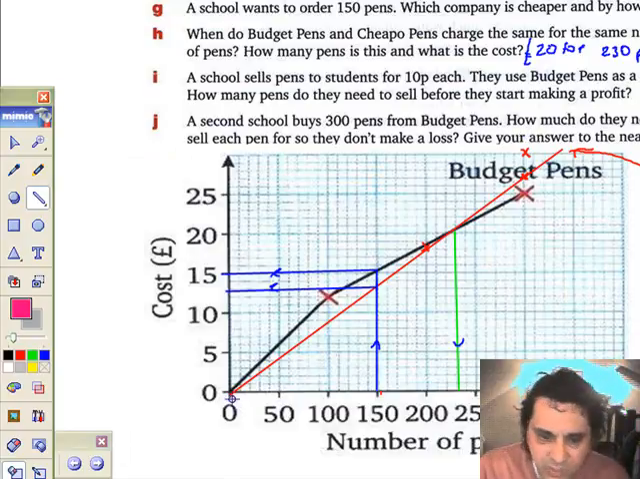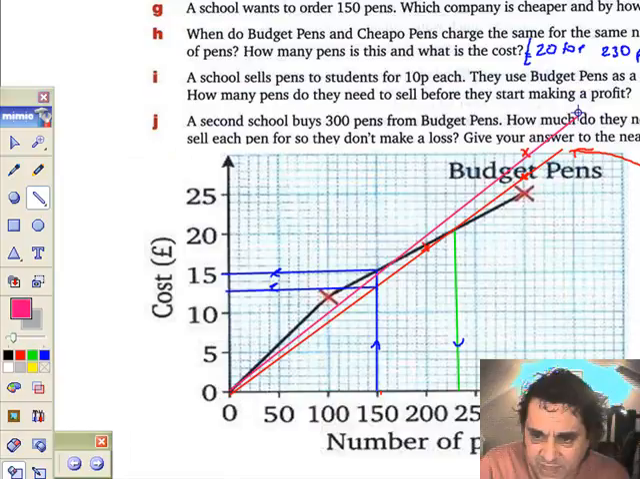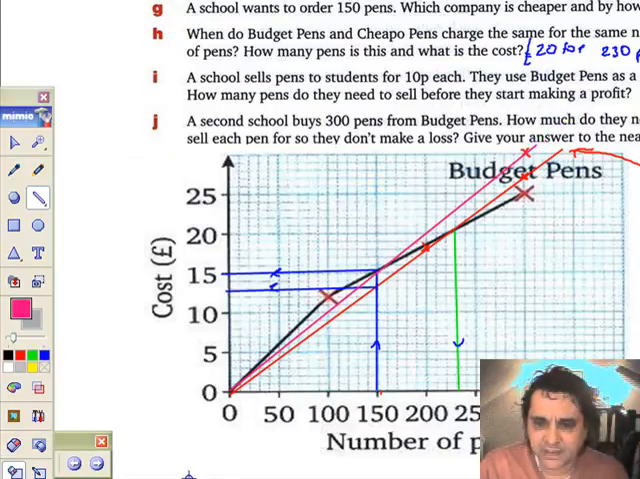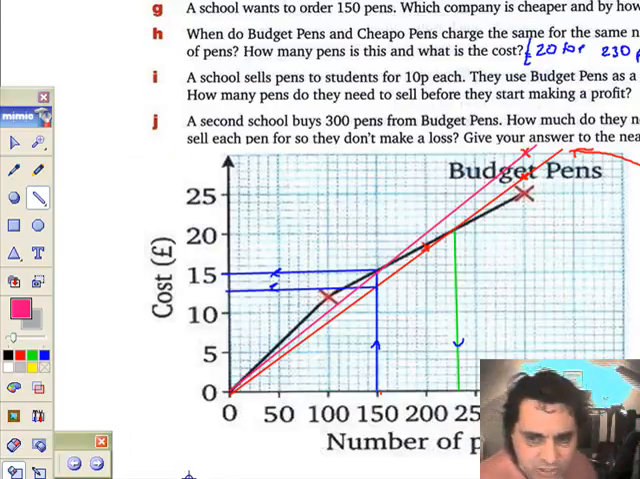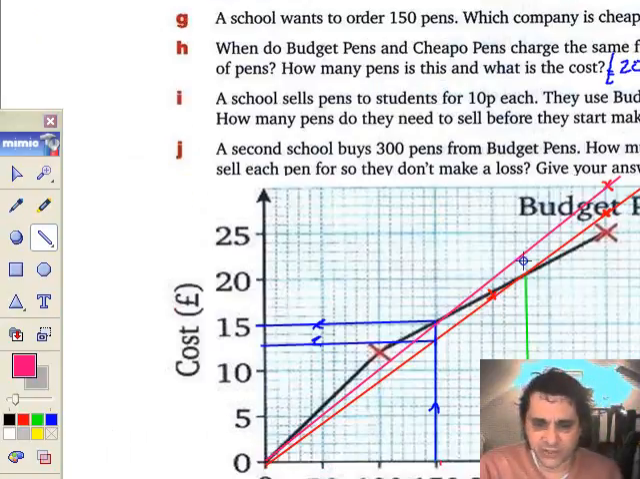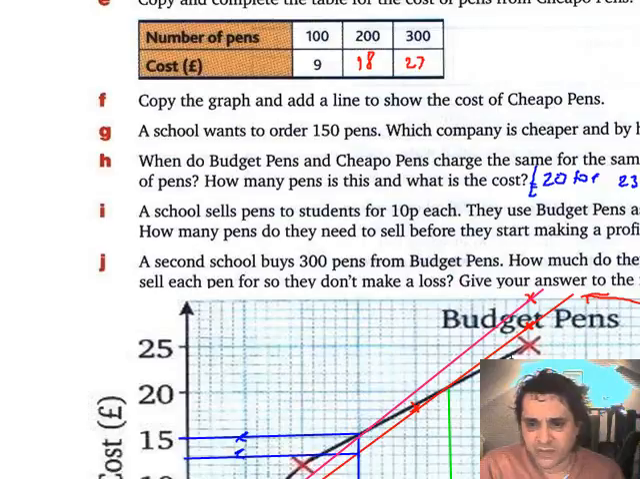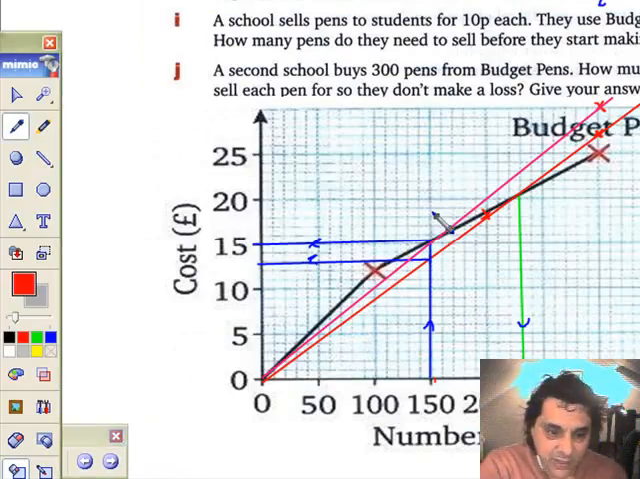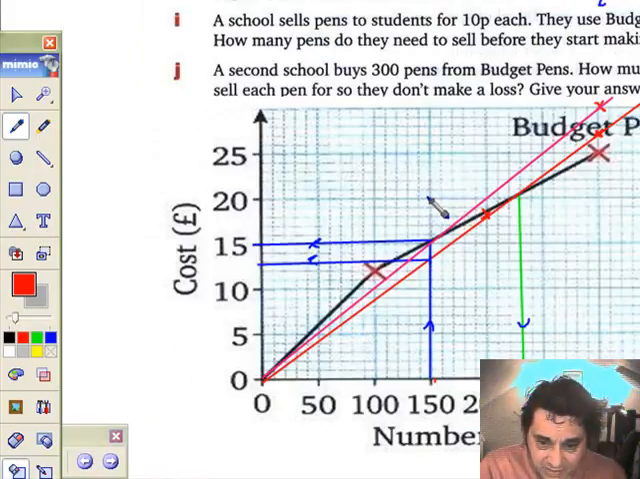Alright, so the school. Obviously 0 pens, 0 sales. If I drag it to there and stop, that's that. Now, the question says, how many pens do they need to sell before they start to make a profit? Well, if you look at the purple line for the school, beyond this point here, they've gone above the black line of budget pens. So we need to look very carefully where these things cross. It's really hard to see.